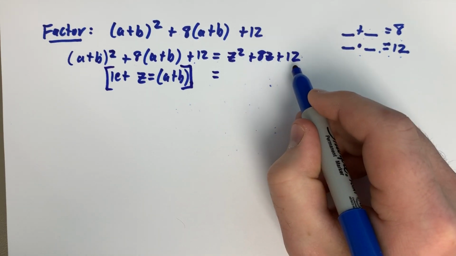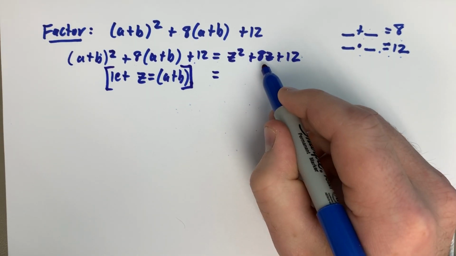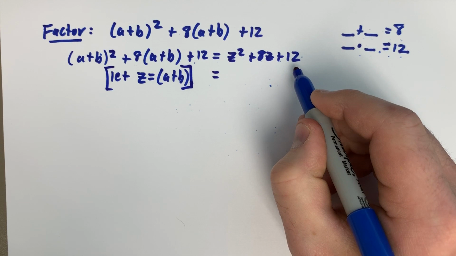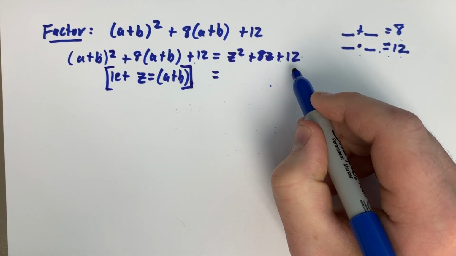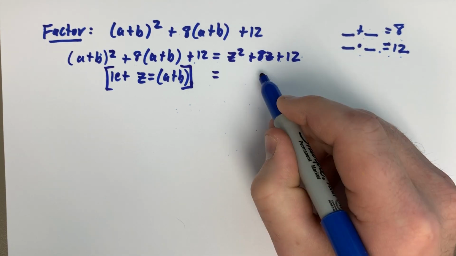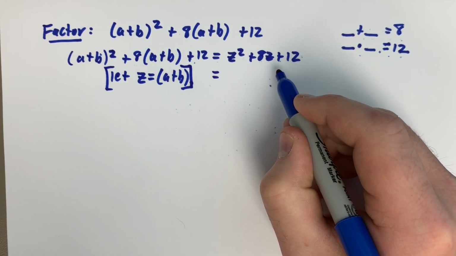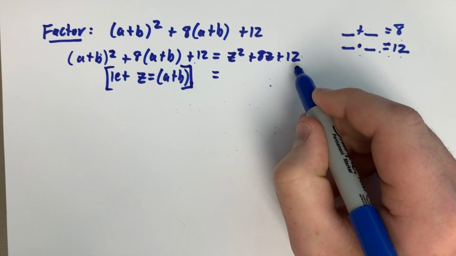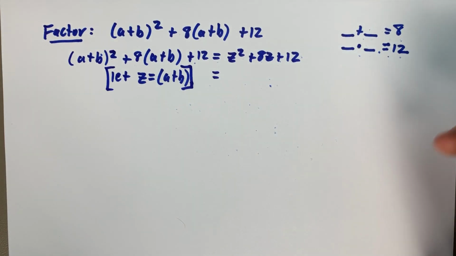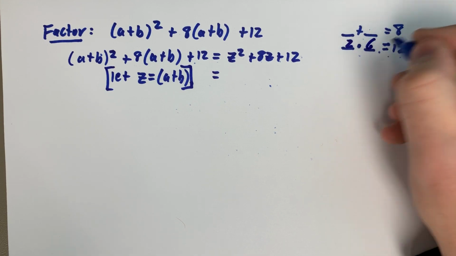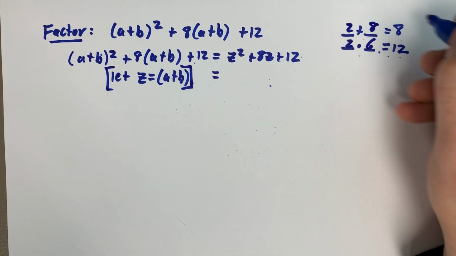I'm going to see if I can find two numbers that multiply to 12 that add to 8. So think about the factors of 12. And of course, the first ones that come to mind are 3 and 4. However, 3 plus 4 does not give us 8. So maybe we need a different pair. So what other factors of 12 do we have? We have 2 and 6. Do those add to 8? Turns out they do. So we use 2 times 6, and those add to 8.